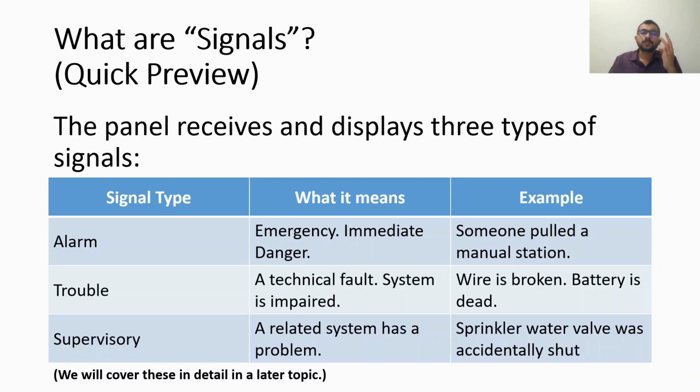The third signal is the supervisory signal. Supervisory means a related system. Like I said before, maybe the kitchen suppression system might have activated, or the fire supply system might have been impaired, or the sprinkler system valve has been closed. Because of that, the panel must have received the supervisory signal. To summarize, we have three signals: the alarm, the trouble, and the supervisory signals. These are the three common signals for the fire alarm control panel. Now let's go to the next slide.